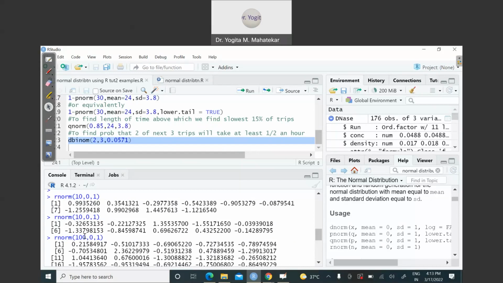But as you go on increasing the number of random values, say, in the third command I generated 100 values which follow a normal distribution curve, the mean of all these 100 values will be nearer and nearer to 0 as you increase the value of n in the rnorm command. It will become more and more normal as you increase the number of random values in the rnorm command. With this, we'd like to stop.